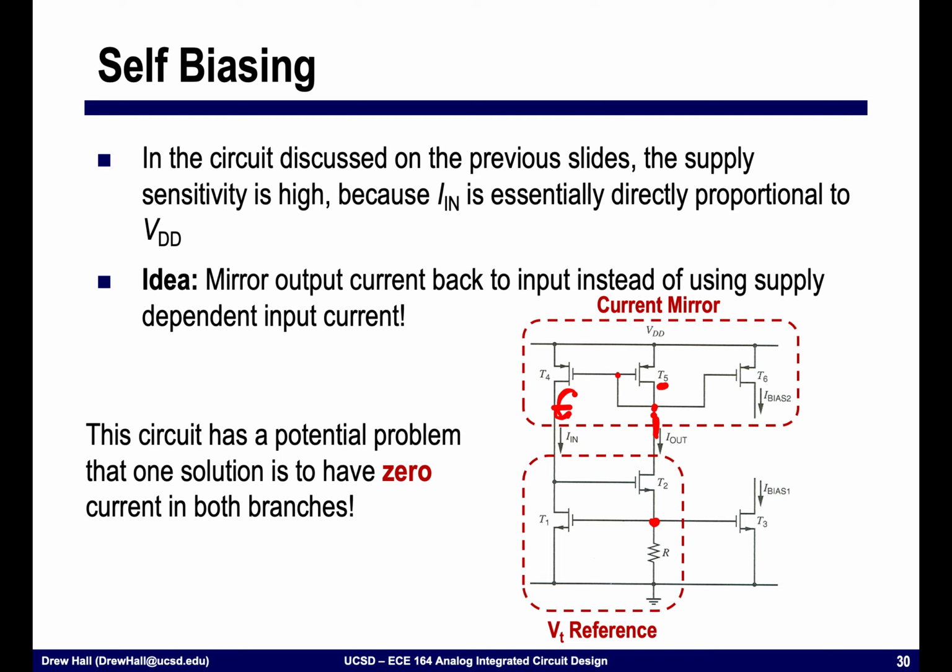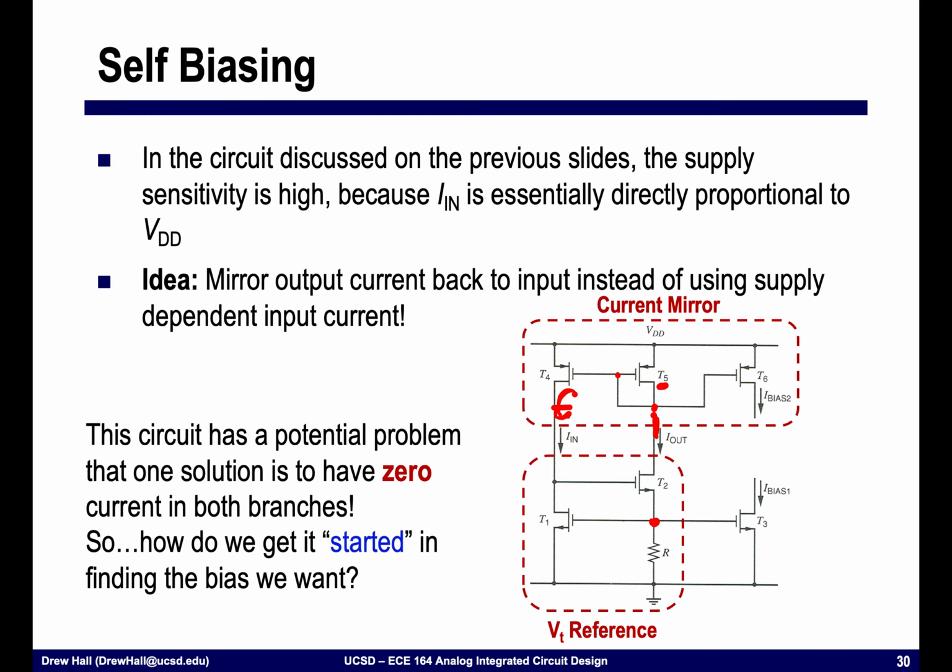This circuit is what's called bistable. It has two operating points, one of which is where all currents are equal to 0, and the other operating point is when I out is equal to VT divided by R, as we previously solved for. And so how do we get this circuit, quote unquote, started? How do we kick it towards this second bias point or operating point where it is functional?